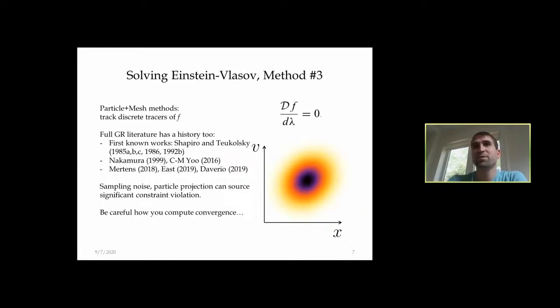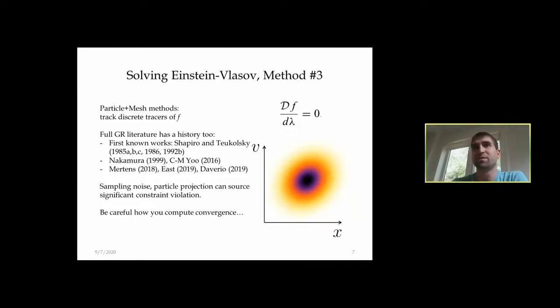Okay, so method number three here. Instead of considering a grid in phase space, we can divide our phase-space distribution into discrete particles or tracers, if you like. This is just the standard N-body picture of things. So we're just sampling our phase-space distribution, if you like. These N-body in full GR methods do date back to the mid-1980s, early 90s. And these were, again, implementations that relied on certain assumptions of symmetry.